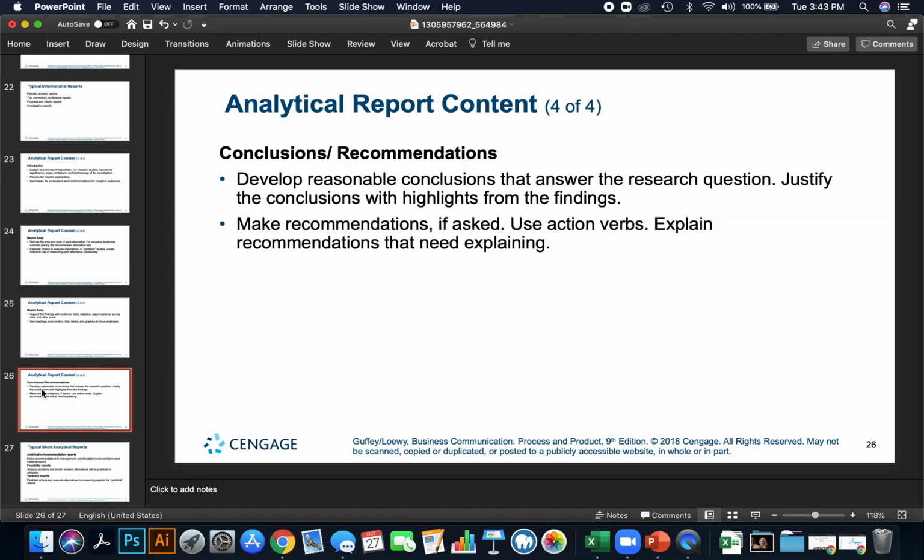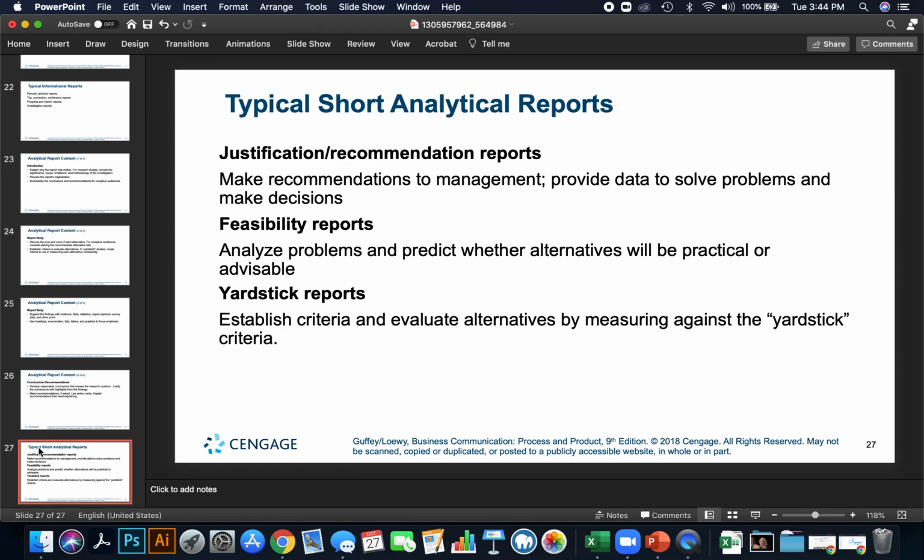And finally, in the conclusions and recommendations, develop a reasonable conclusion that answers the research question. Justify the conclusions with highlights from the findings. Also make recommendations if asked. Use action verbs and explain the recommendations that need explaining. Some typical short analytical reports include justification and recommendation reports, feasibility reports, and yardstick reports.